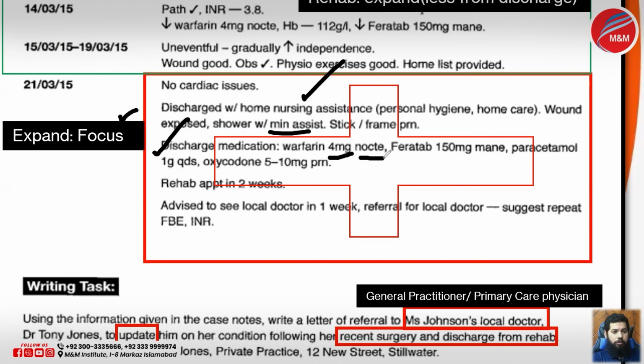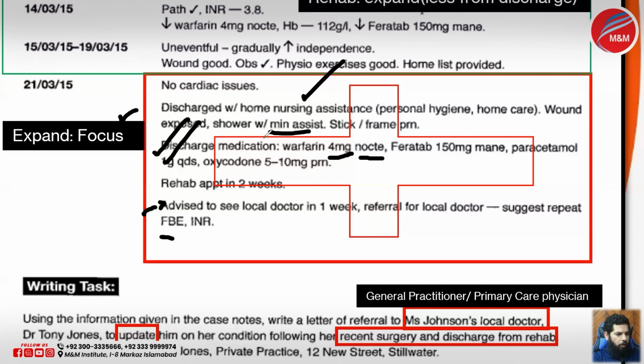Yes, indeed, it's very important. If you miss the dosage and frequency, it would be a very negative point in your marking, to the point that you might not be able to pass the exam, because it's related to the selection of the case note, which we have covered in the previous lecture on selection. Anyhow, the medicine guidelines are followed by the advice to see the local doctor for the repetition of the full blood examination and INR. So we know, at least after reading this task, why we are writing this letter, and that this discharge plan has to be followed.